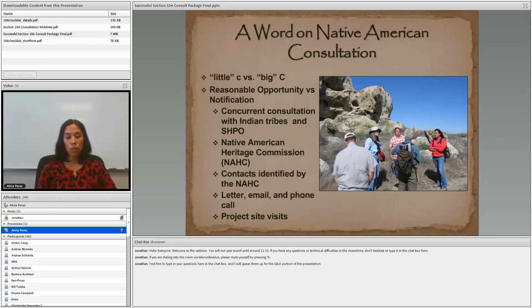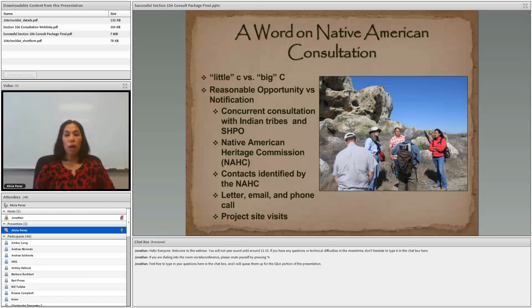So I'd like to also kind of go over what little c versus big C means. It's completely fine for the consultant to conduct Native American consultation, the applicant to send letters, follow up emails, phone calls. But once a federally recognized tribe requests government-to-government consultation, also known as Big C, the lead federal agency must consult with that federally recognized tribe. So no one else can take the responsibility for that.